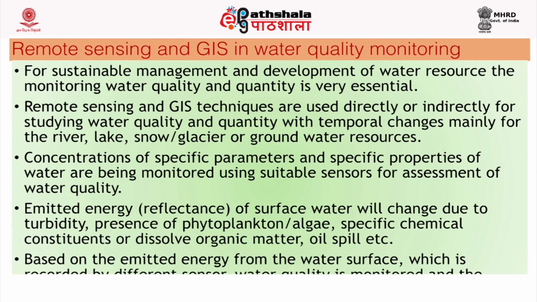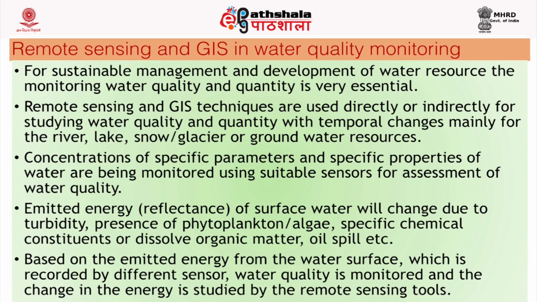Emitted energy, that is reflectance of surface water, will change due to turbidity, presence of phytoplankton, algae, specific chemical constituents or dissolved organic matter, oil spill, etc. Based on the emitted energy from the water surface, which is recorded by different sensors, water quality is monitored and the change in the energy is studied by the remote sensing tools.